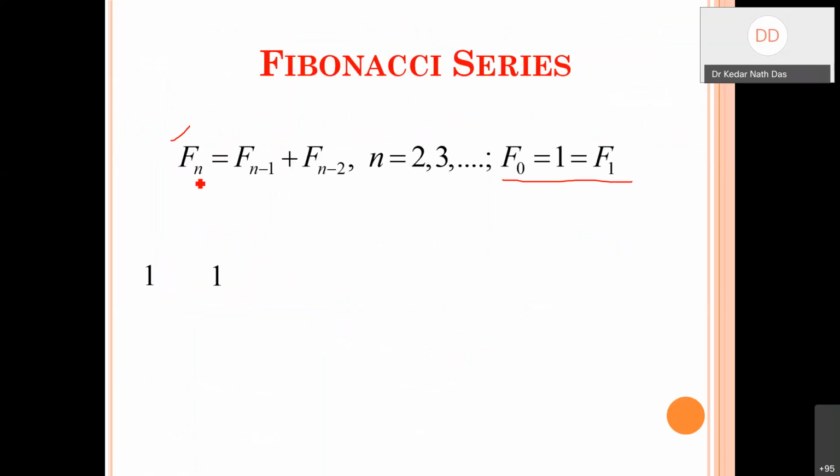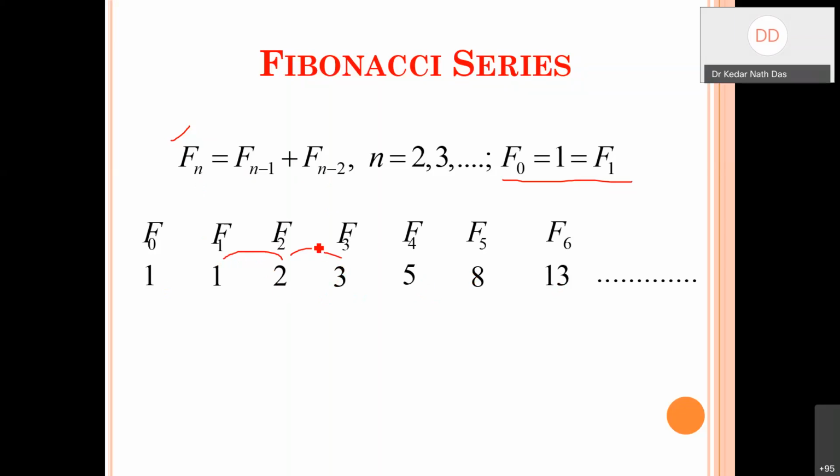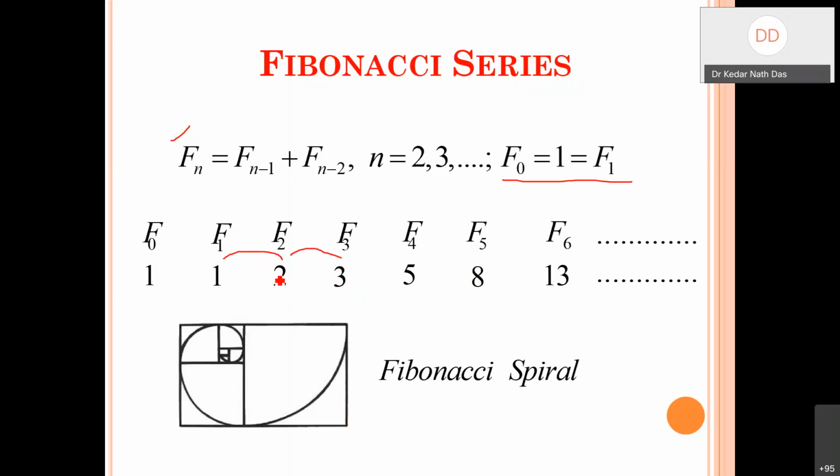Putting n equal to 2, F2 is equal to F1 plus F0. So you have to take the sum of the previous two numbers, that is 2, since 1 plus 1 is 2. Then 2 plus 1 is 3. Adding these two, I am getting 3. Then adding these two, I will get 5. Then adding these two, I will get 8, and so on. So this is the Fibonacci series, where you can name them F0, F1, F2, F3, F4, F5, F6, and so on. So this is the Fibonacci spiral.